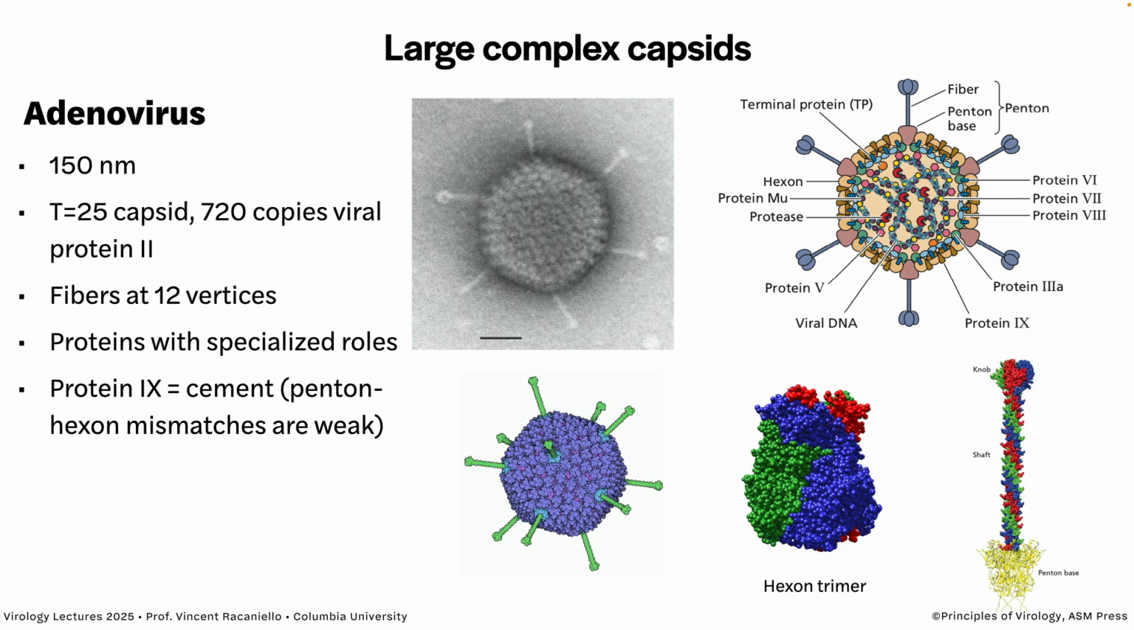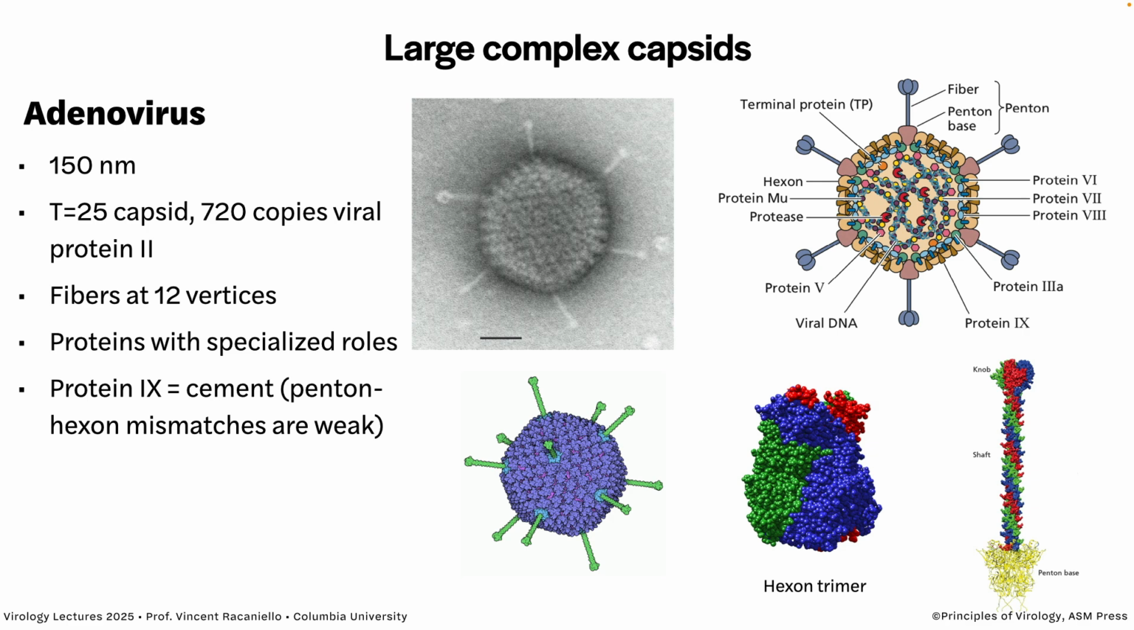And in these bigger capsids, there are usually proteins with specialized roles. What do I mean by that? Well, these fibers are specialized roles, right? They're dedicated to binding to the cell receptor. But also, there are other proteins here. I'm going to point out one called protein 9, which is right here. It's this brown protein that is stuck in between these hexons. It's also called cement because that's what it does.